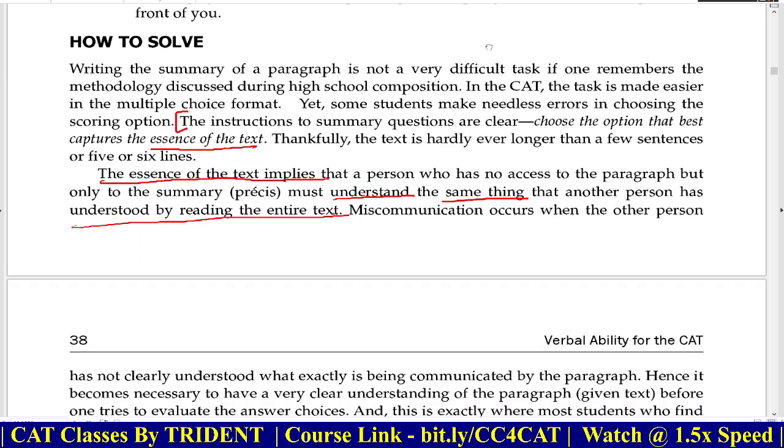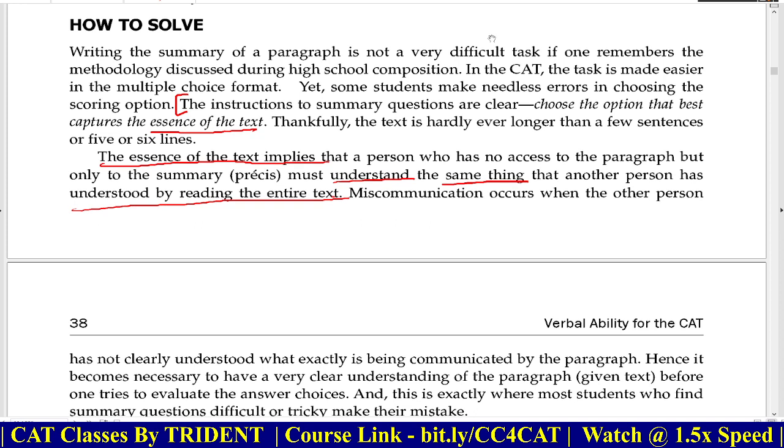Now, according to the author, what he has written, and for those of you who are interested in knowing which book this is, it is the Verbal Abilities book by Sujit Kumar. I already have shared it in the Telegram community. You can take a look at that from the Telegram community itself. So SK says how to solve a summary types question.